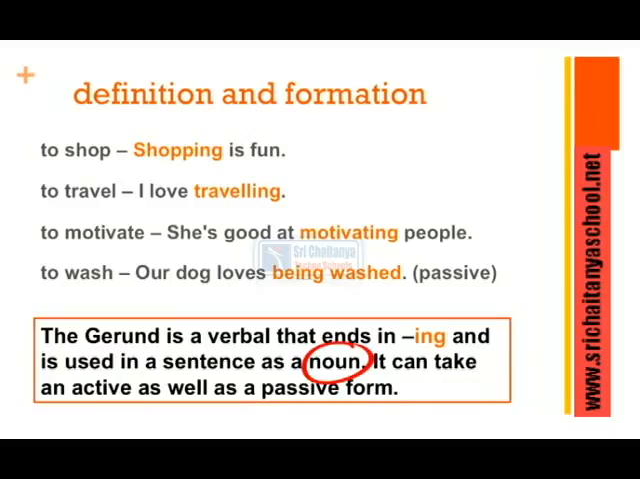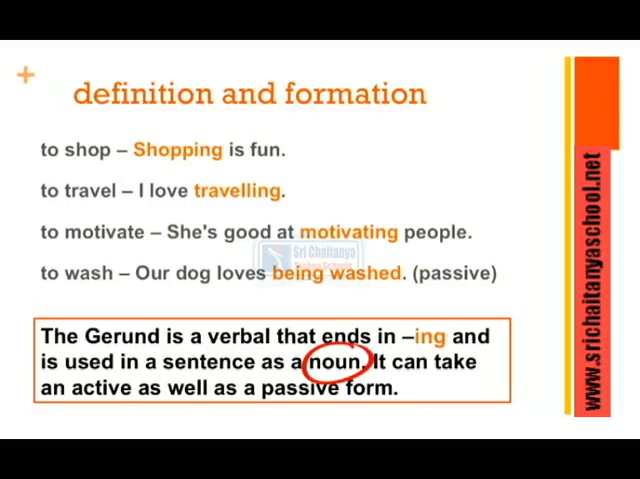She's good at motivating people. She's good at tennis. Perfect. Our dog loves being washed. Our dog loves tennis. Okay, good. That doesn't make sense, but grammatically speaking, it's perfectly all right. And please remember, it can take an active as well as a passive form.